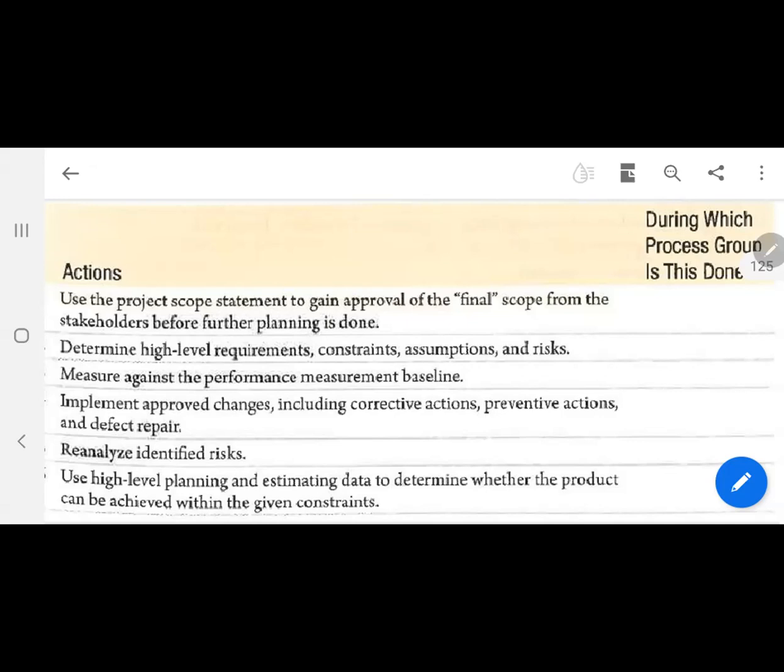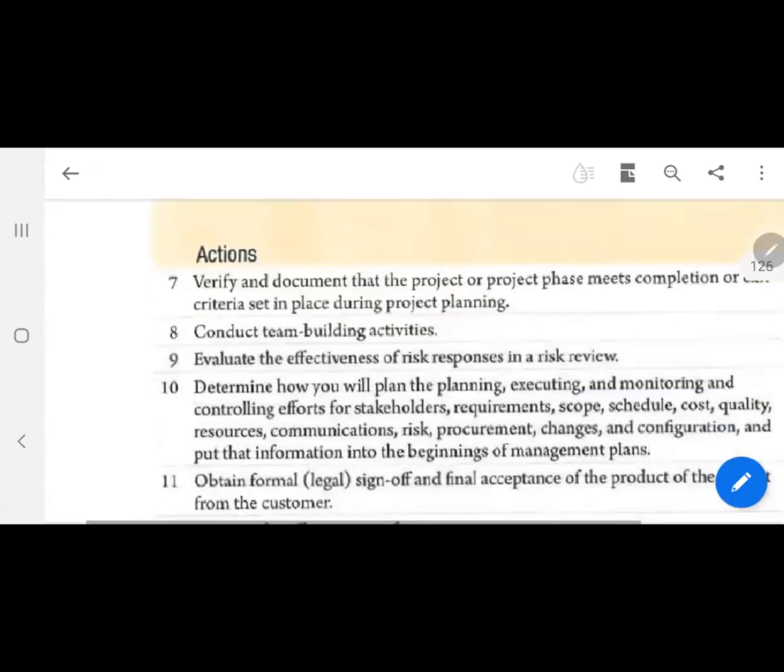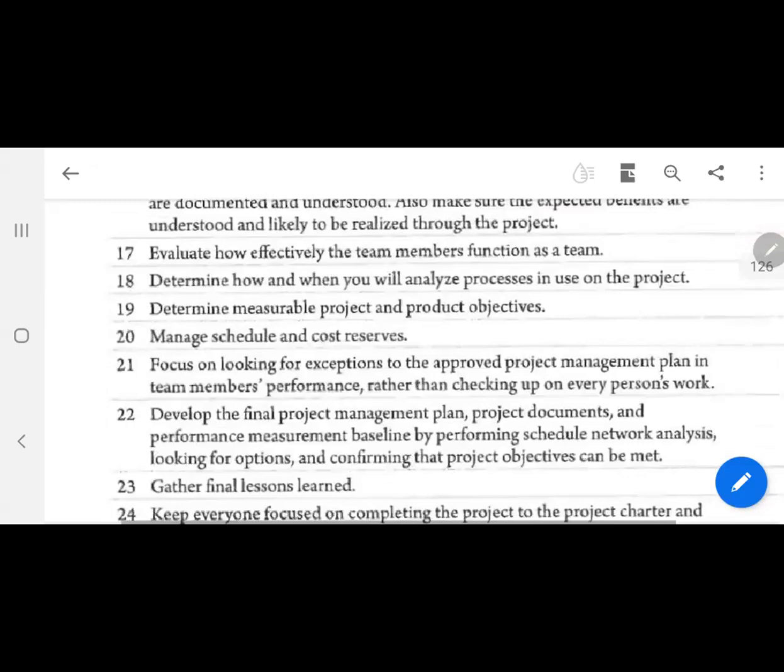Monitoring and control process group. Why? Because approval, control, and approval is needed in that process group before going further. Now, that is very interesting. The first thing I would like to know is, use the project scope statement to gain approval of the final scope from the stakeholders before further planning is done. Okay, you are trying to use the idea of validate scope there, if it's monitor and control.